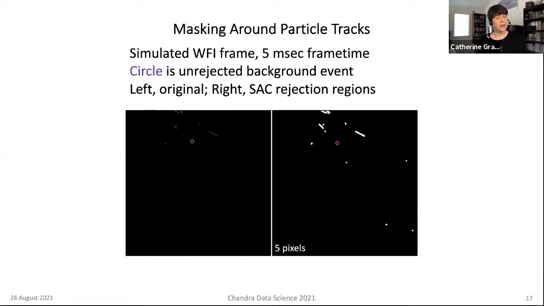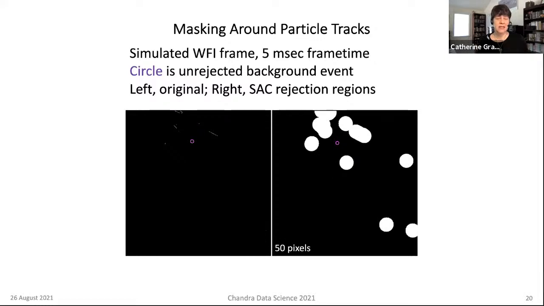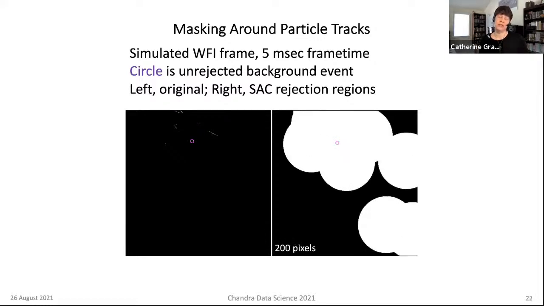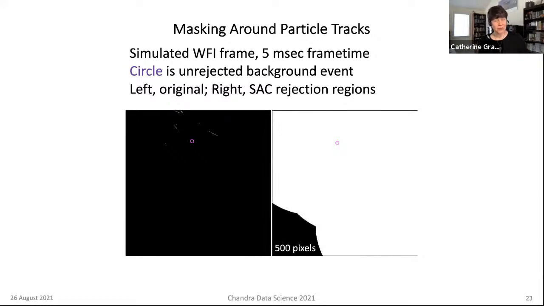So we're masking around particle tracks. This is an example from a Geant4 simulation. On the left is a simulated WFI frame, so a 5 millisecond frame time. The purple circle is an unrejected background event. On the left is the original frame, and on the right is the SAC rejection regions, and we're going to slowly increase the exclusion distance around those rejection regions. So this is at 5 pixels. We go 10, 20, 50, 100, 200 pixels, and now we've finally rejected the actual unrejected background in this frame. And then 500 pixels, we're essentially rejecting the entire frame, and you're going into a full anti-coincidence veto, essentially.